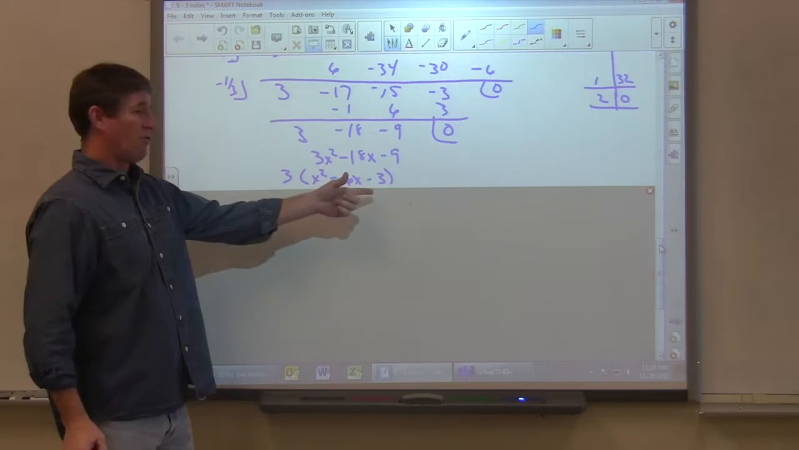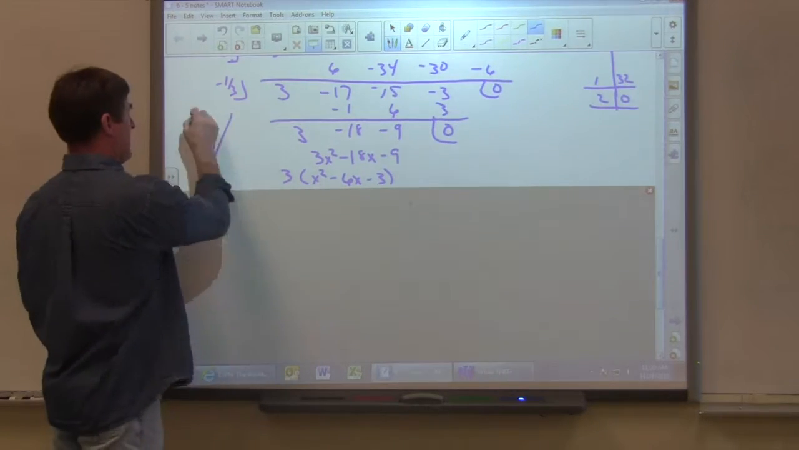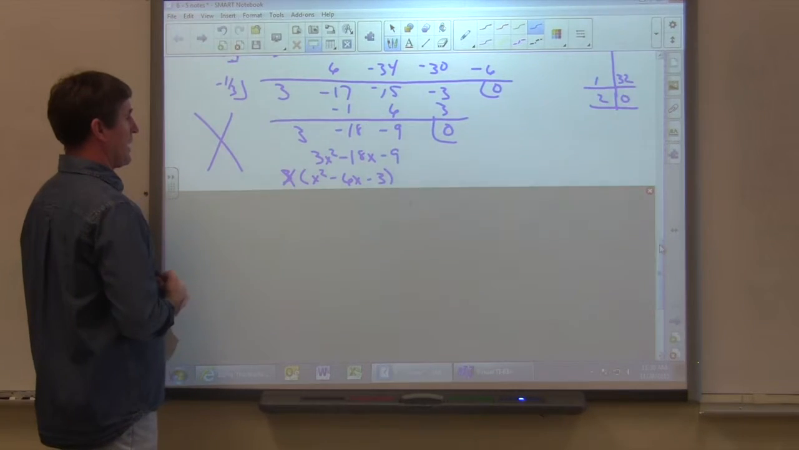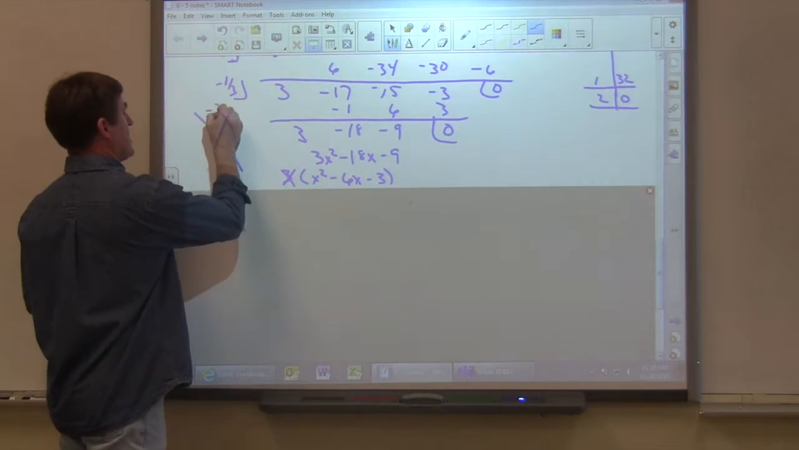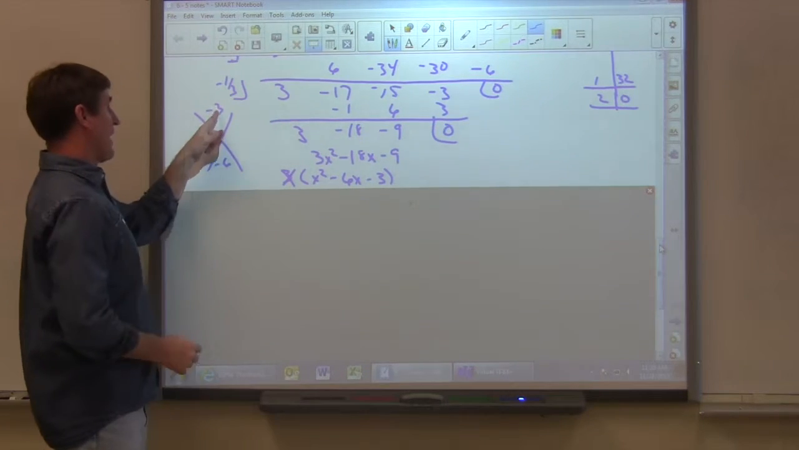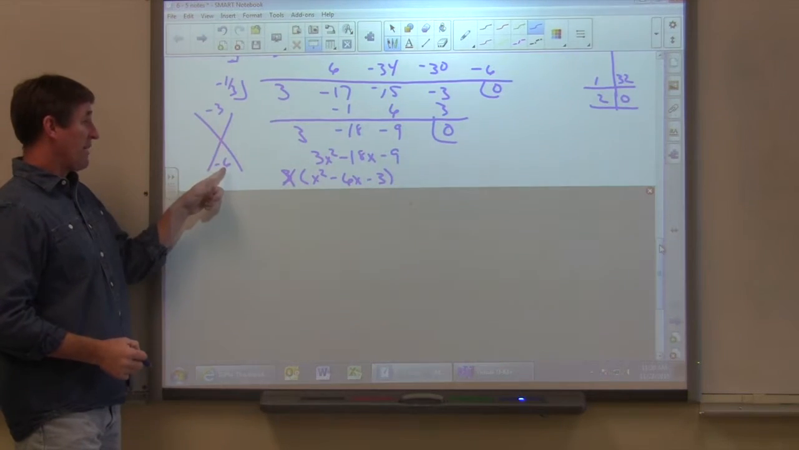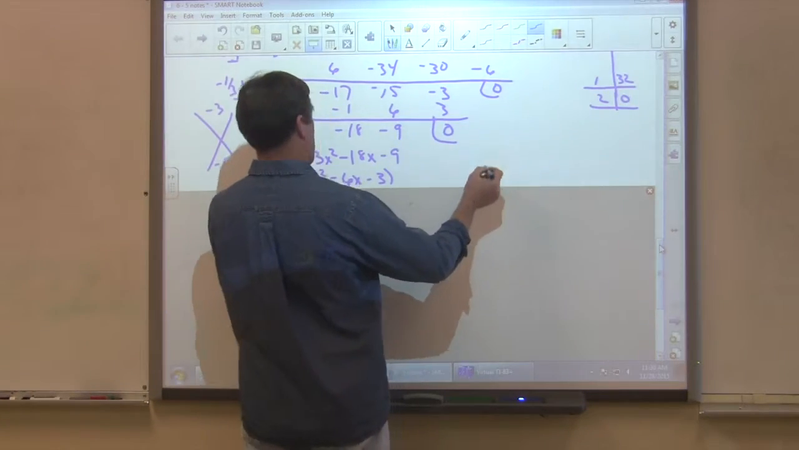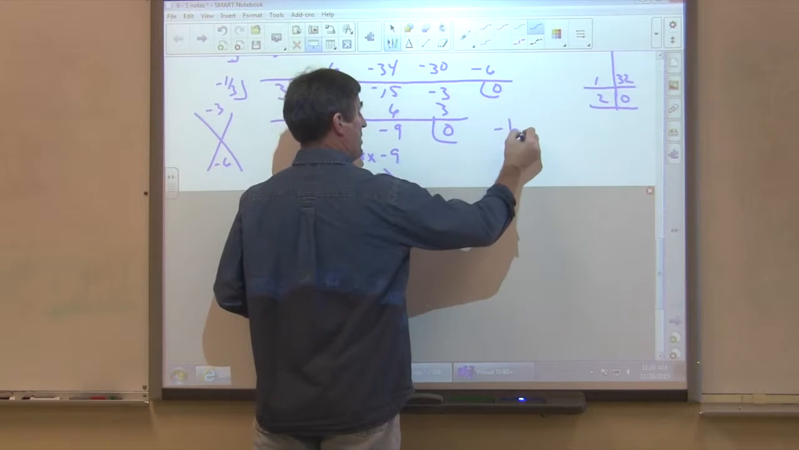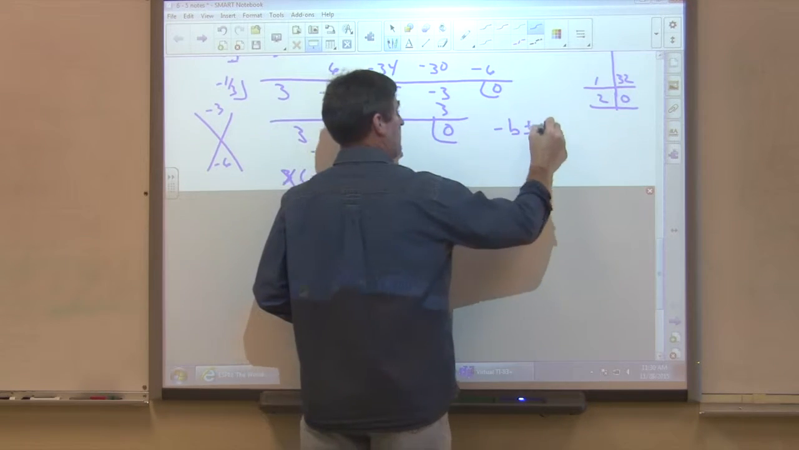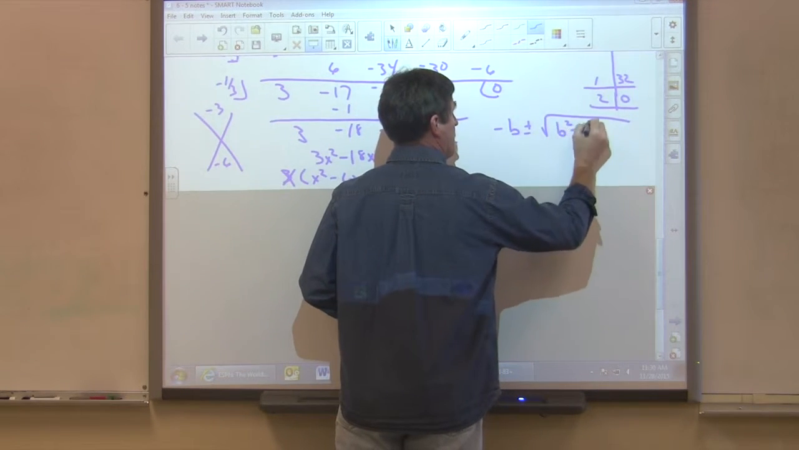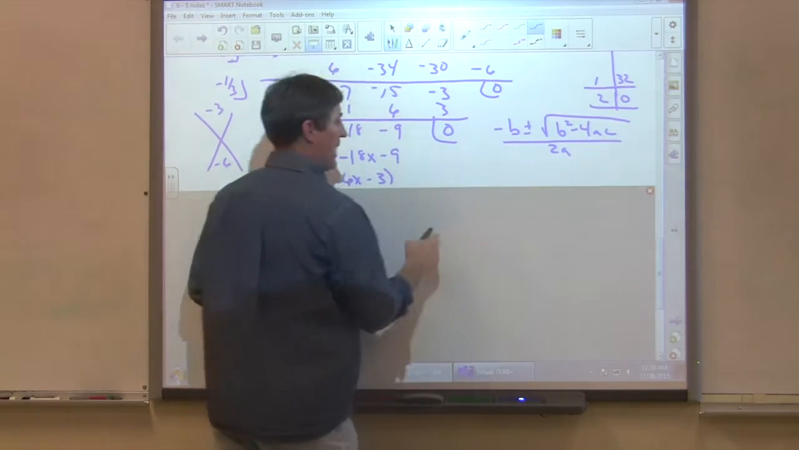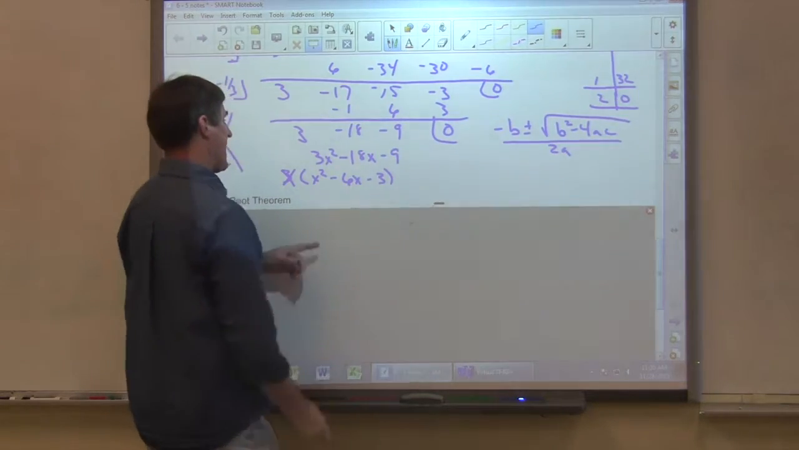And that's not factorable. If you did the x method, -3, remember there's no variable with this, so we don't have to worry about that 3 anymore. -3 times 1 is -3, and there are no factors that multiply together to give -3 and add up to give you -6. So we just use the quadratic formula. Remember the quadratic formula: -b plus or minus the square root of b squared minus 4ac. And remember, some of you have been forgetting this, it's all over 2a.